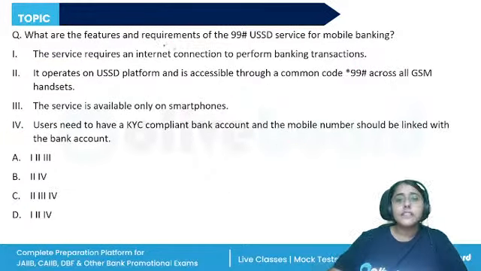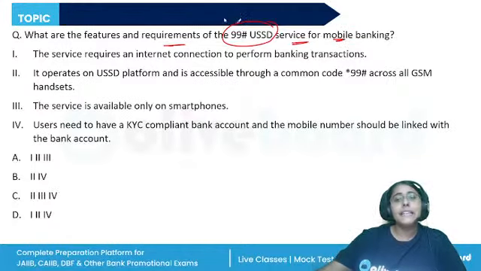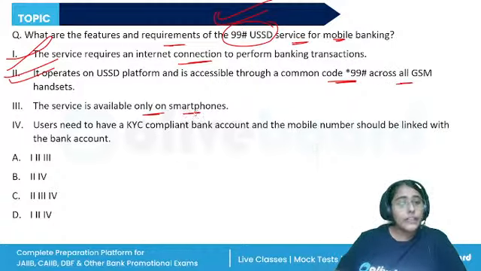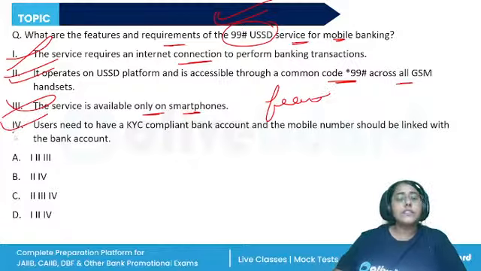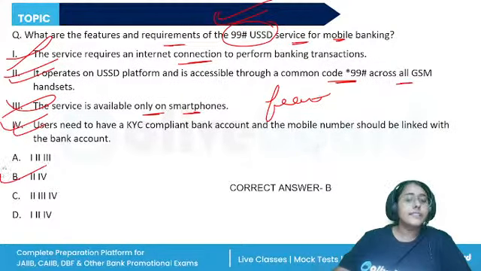What are the features and requirements of the 99 hash USSD service? For the feature phone users who do not have internet connectivity, they can simply dial this number and avail the banking transaction. It does not require internet connection. It is operable through a common code across all the GSM handsets, available only on the smartphone, no, on the feature phone, and the users need to have a KYC compliant bank account. So the correct answer is 2 and 4.